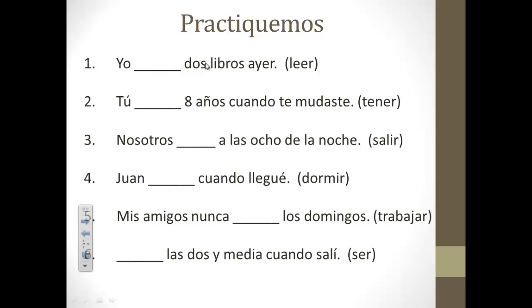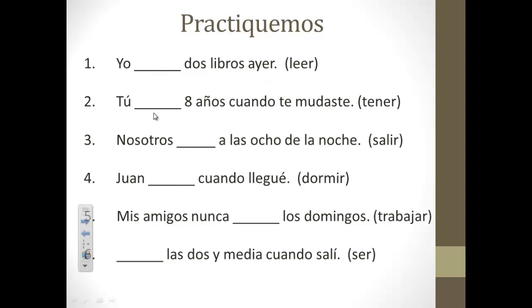Let's look at number 1 together. I read 2 books yesterday. Okay, that sounds to me like a completed action, plus I have the keyword ayer. So for I read, you would have preterite, leí. Please feel free to go ahead and pause me for numbers 2 through 6.